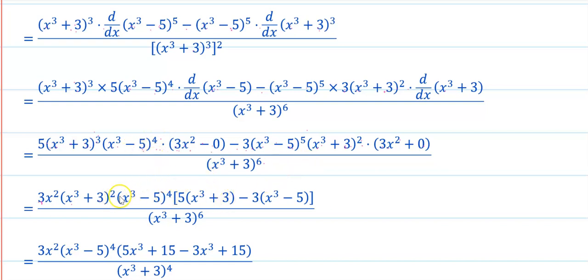Now what terms are remaining in the bracket? Now in the first term we have taken 3x square, here (x cube plus 3) bracket square, and (x cube minus 5) bracket is to 4. Therefore only 5 and (x cube plus 3) bracket is to 1 is remaining here for this one.